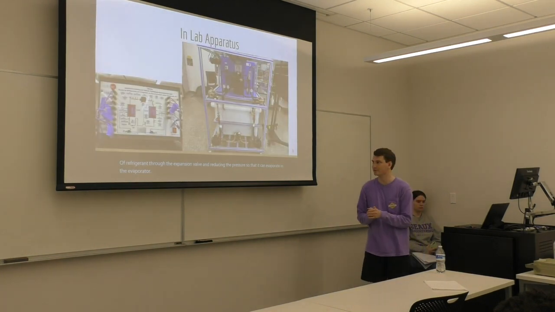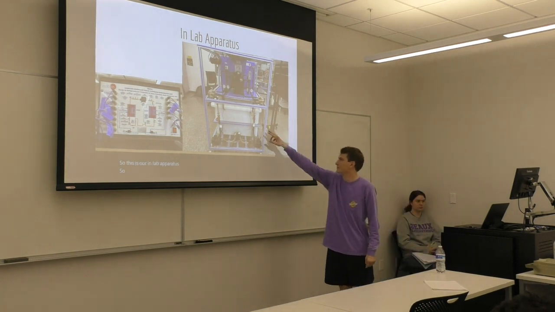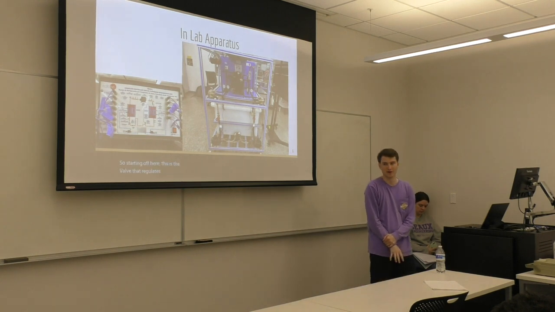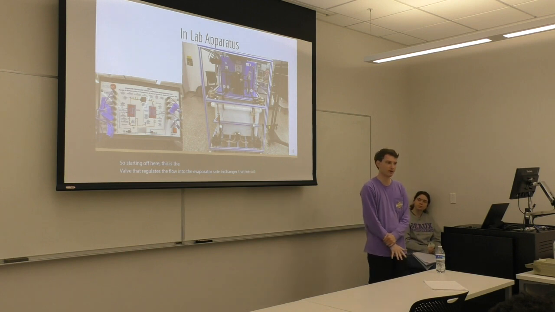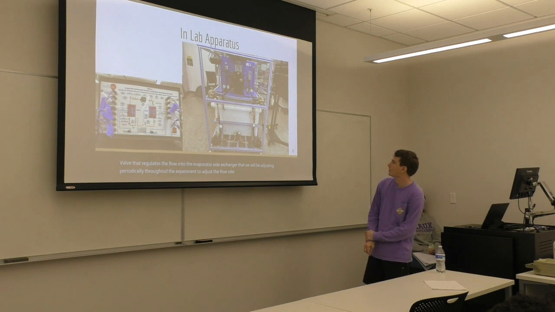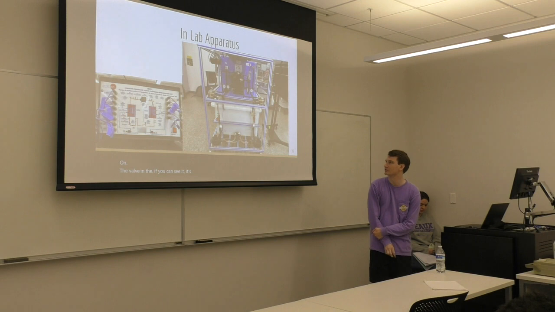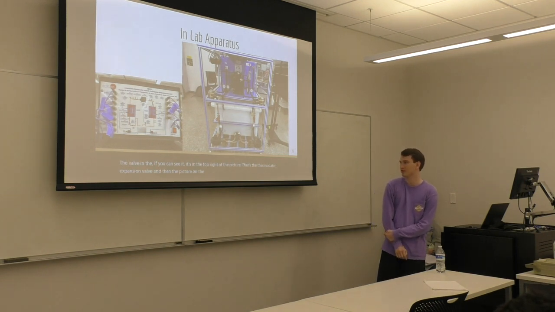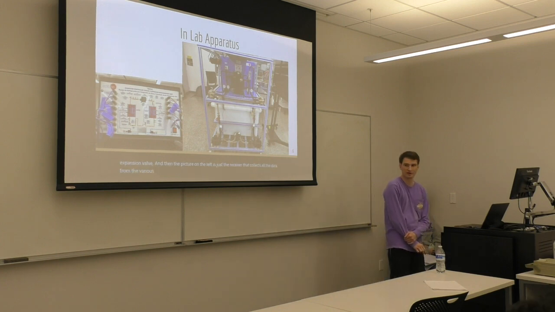So this is our in-lab apparatus. Starting off here, this is the valve that regulates the flow into the evaporator side heat exchanger that we will be adjusting periodically throughout the experiment to adjust the flow rate. The valve, if you can see it, is in the top right of the picture. That's a thermostatic expansion valve. And then the picture on the left is just the receiver that collects all the data from the various instruments throughout the experiment.